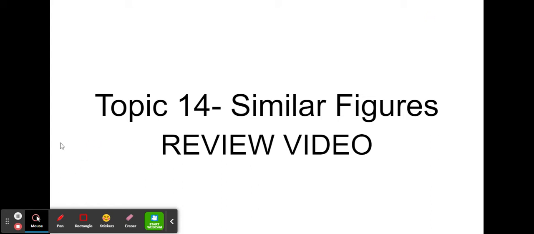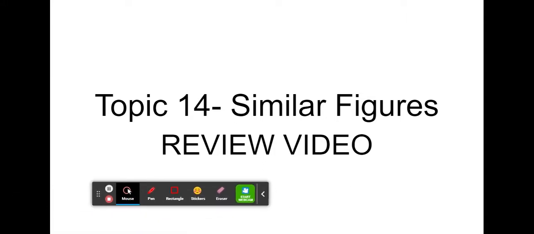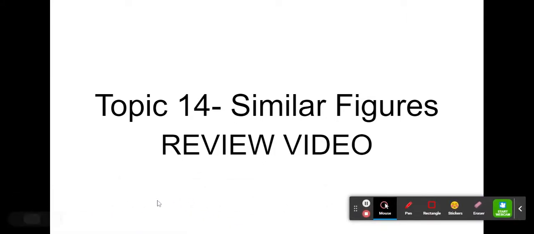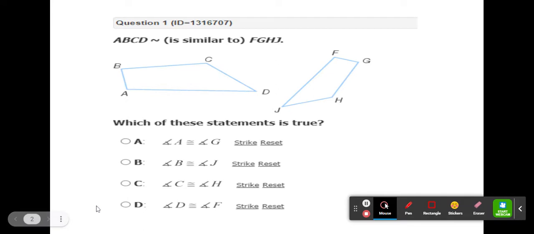Hi everyone, today we're going to look at the topic 14 similar figures test to get you ready for a retake. So hopefully you can open up SIS and see which ones you missed. And let's get started. Question 1 looks like this.